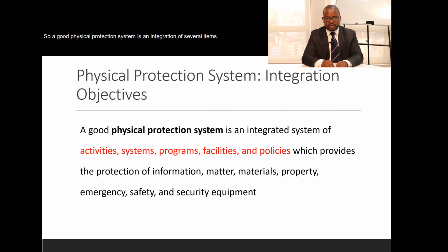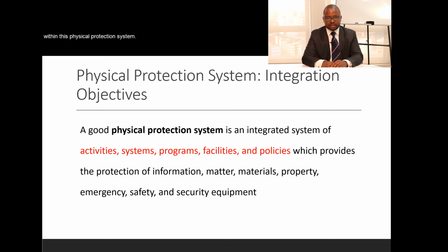So a good physical protection system is an integration of several items, and these are activities, programs, policies, and facilities that actually provide the required protection of our materials, but we can extend this protection even to information and equipment. It is not just the physical aspect of a good physical protection system, but several items are actually integrated within it.